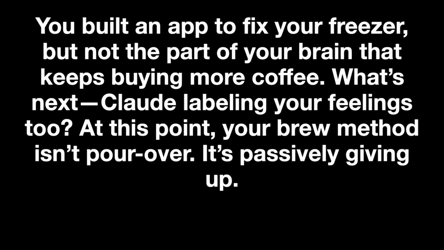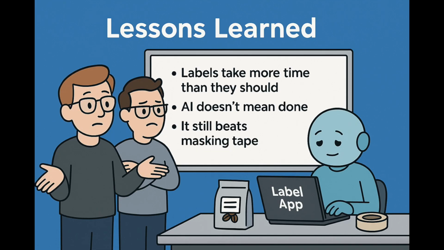You built an app to fix your freezer, but not the part of your brain that keeps buying more coffee. What's next? Claude labeling your feelings too? At this point, your brew method isn't pour over. It's passively giving up.